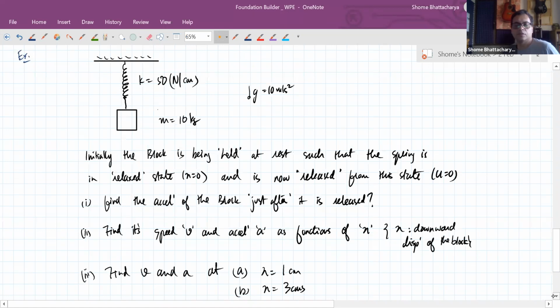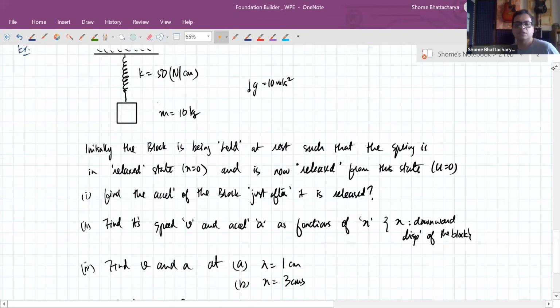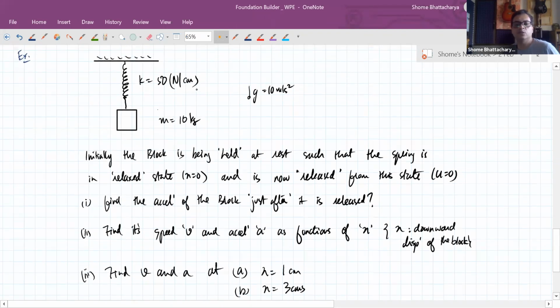Okay. It's an ideal spring, so it's a massless spring which has a spring constant of 50 newtons per centimeter, and you're attaching this block of 10 kgs to it. Now, initially you're holding the block as an external agent. You're holding the block with some external force such that the block is at rest, but the spring is relaxed. It's at natural length. And you release it from this position. So the block starts falling. And as it falls, the spring gets more and more extended.